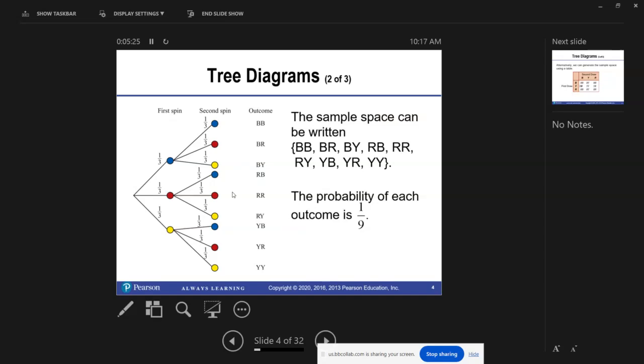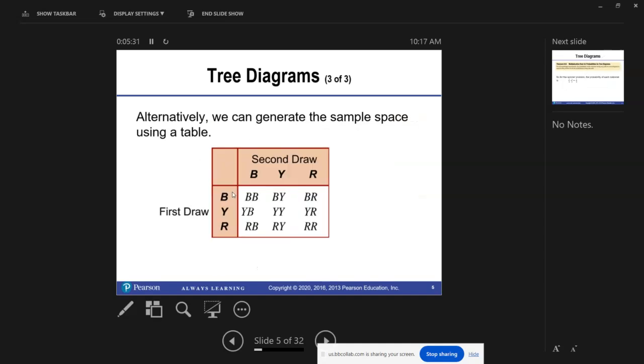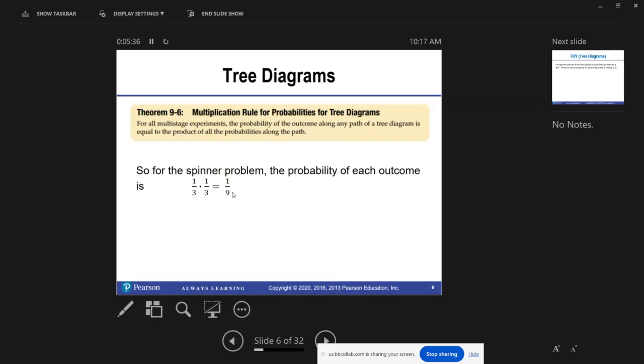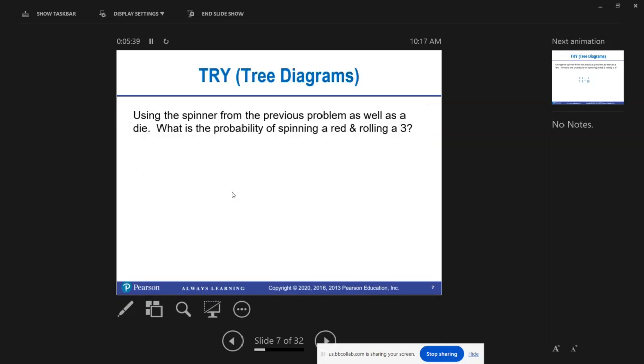Now, some of you are more visual learners, so you may like the table or the tree diagram better. That's fine. You choose whatever is easier for you, but that's 3 different ways that you could solve that spinner problem. Okay, try this using the spinner from the previous problem as well as a die. What is the probability of spinning a red and then rolling a 3? So you can solve this any of the 3 ways you would like. Pause the video and see if you get the correct answer.